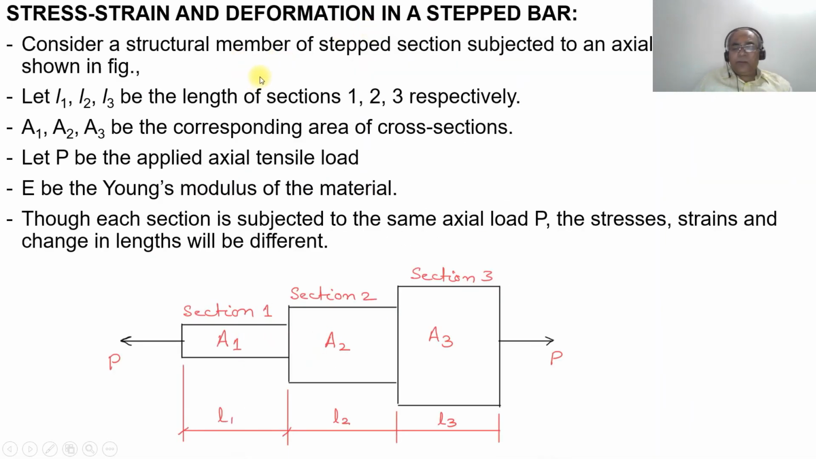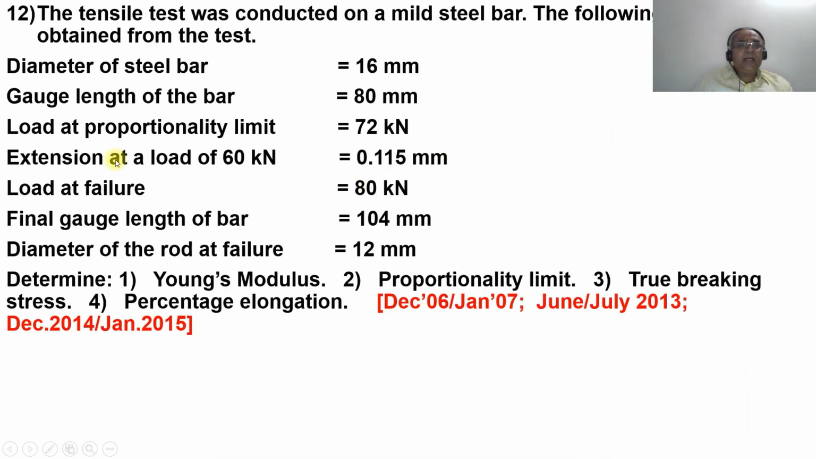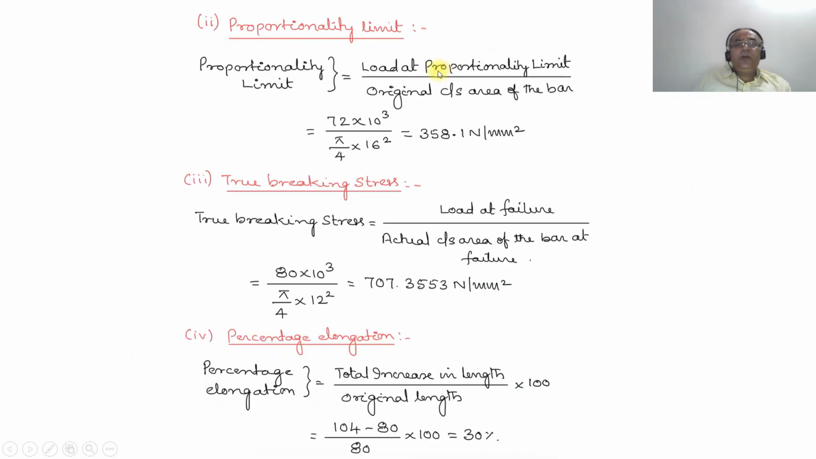Then we go to the second determination, the proportionality limit. The proportionality limit is equal to the load at the proportionality limit divided by the original cross-sectional area of the bar. The load at the proportionality limit is 72 kilonewton, divided by the original cross-sectional area of the steel bar, pi by 4 into 16 squared. On simplification, you get 358.1 Newton per mm square.